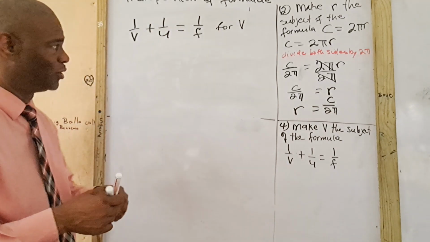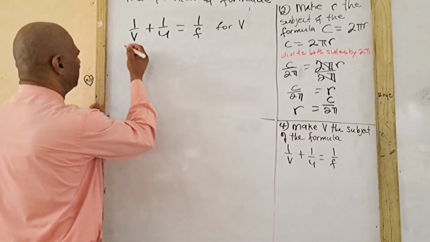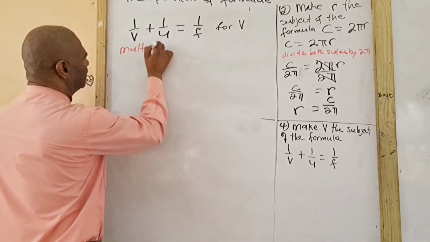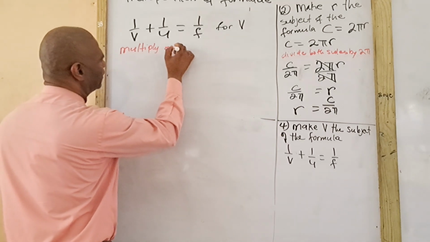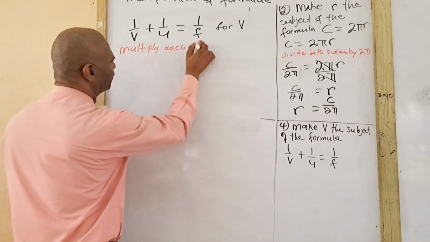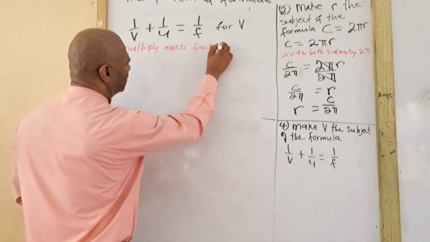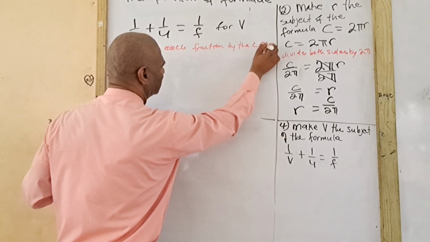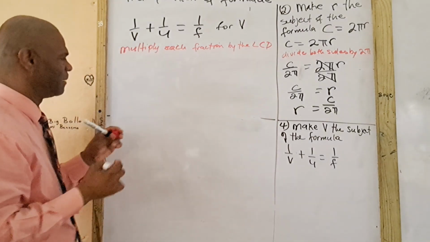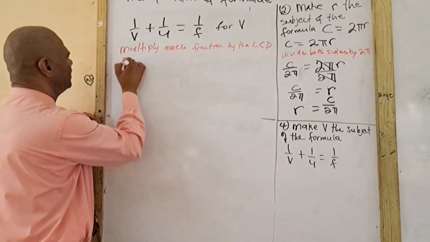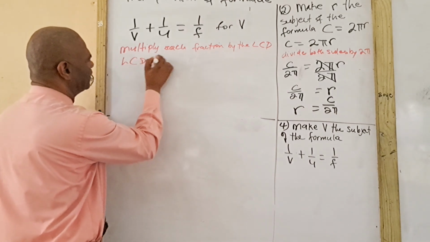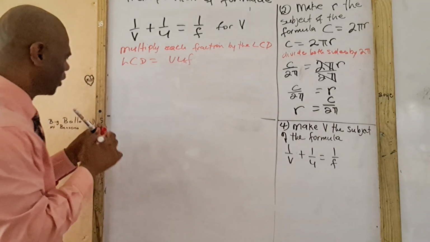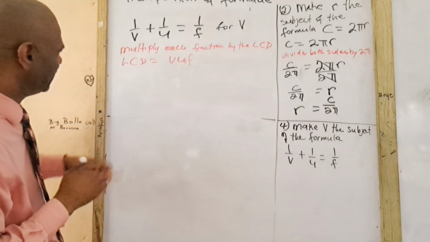Alright, so let's go ahead and do that. So let me write that. Multiply each fraction by the LCD, the least common denominator. And we say the LCD in this case is equal to VUF. So we're going to multiply each term by the LCD.